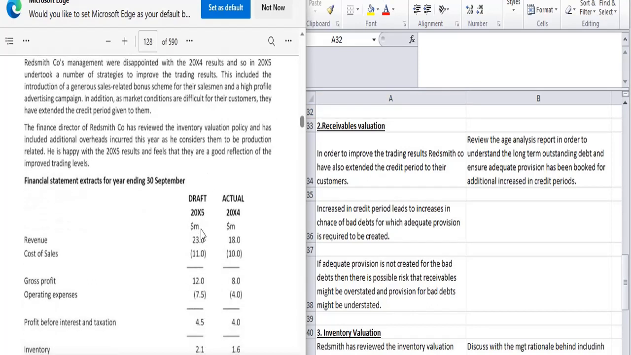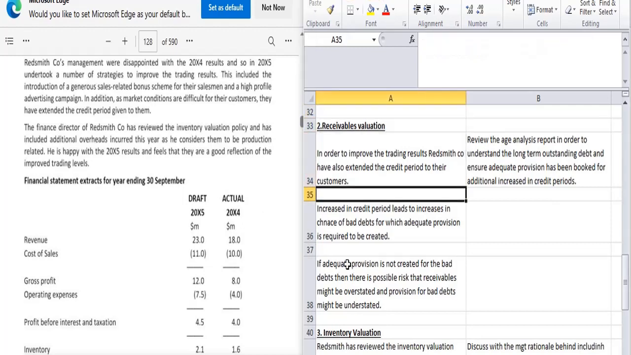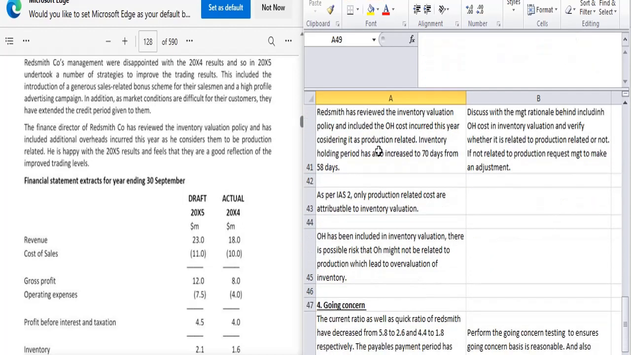Next, what do we have? The finance director of Redsmith company has reviewed the inventory valuation policy and has included additional overhead incurred this year as he considered them to be production related. He is happy with the 20x5 result and feels that they are a good reflection of the improving trading levels. So now inventory valuation. For identification of the risks, just copy paste from the scenario that Redsmith has reviewed the inventory valuation policy and included overhead cost incurred this year considering it is production related, and the inventory holding period has also increased to 70 days.